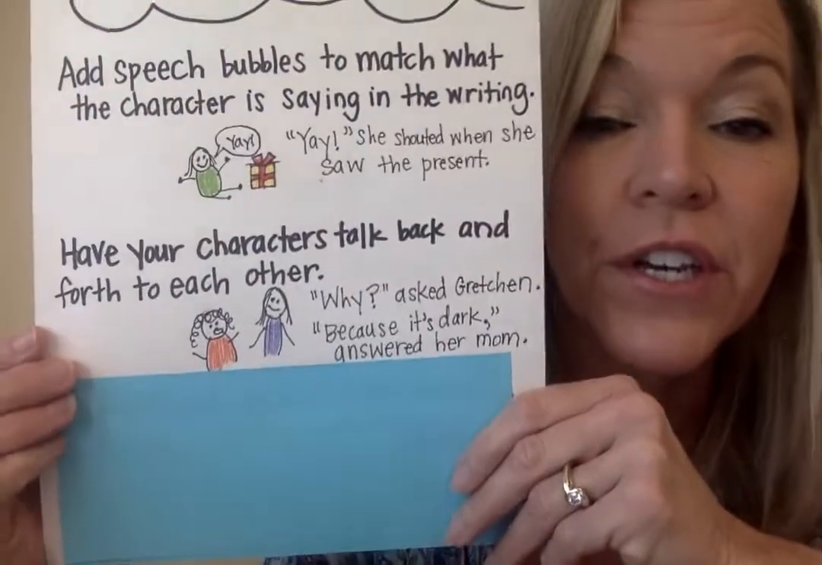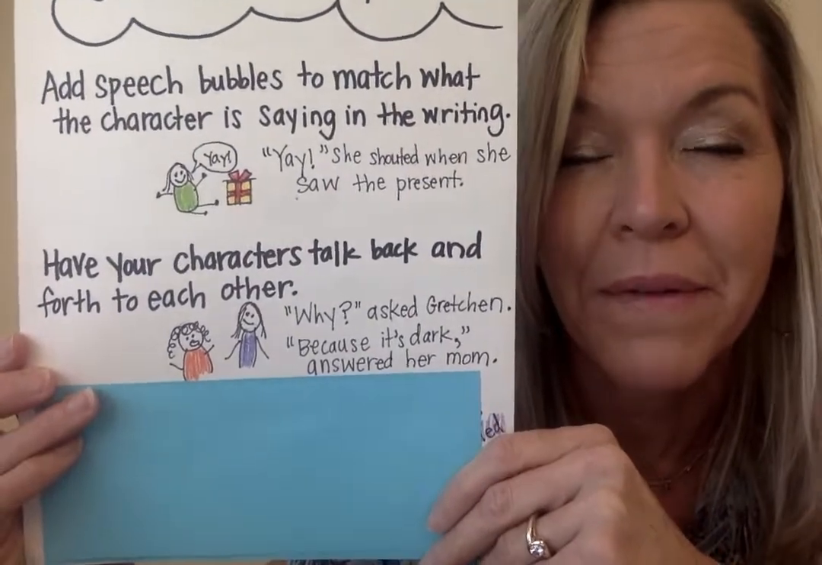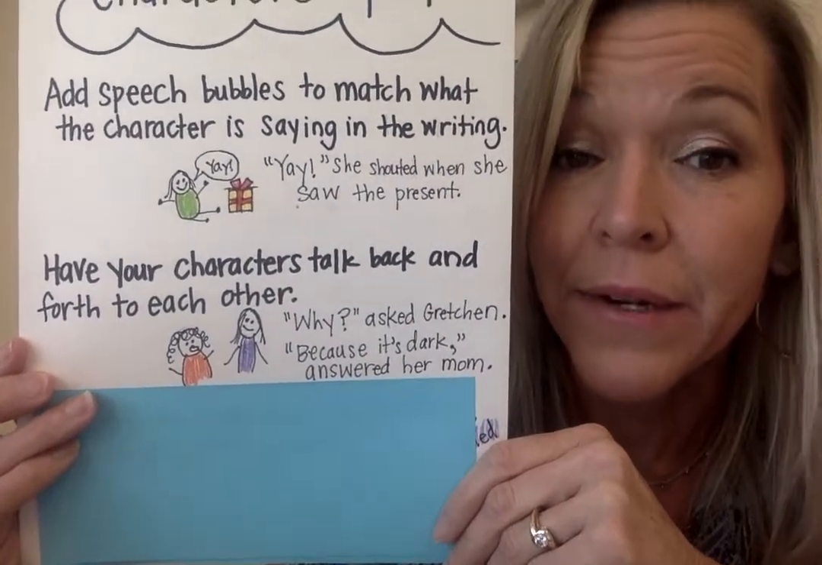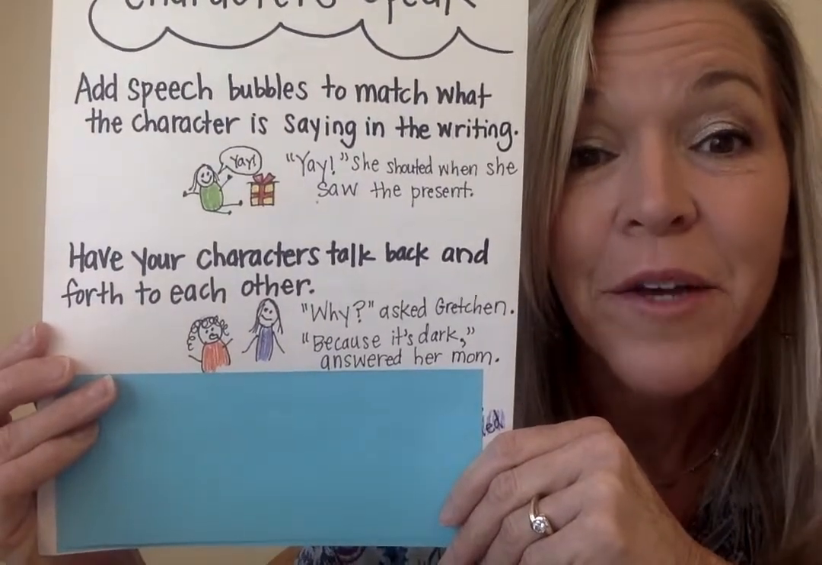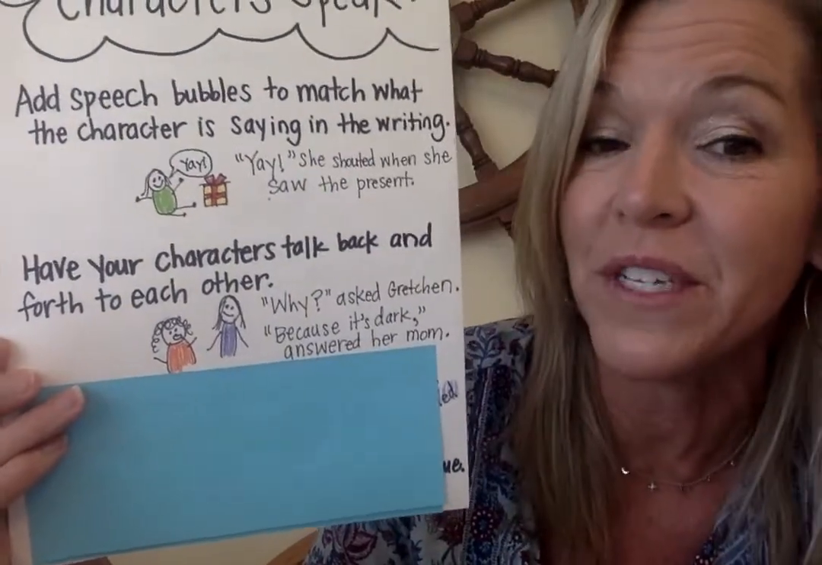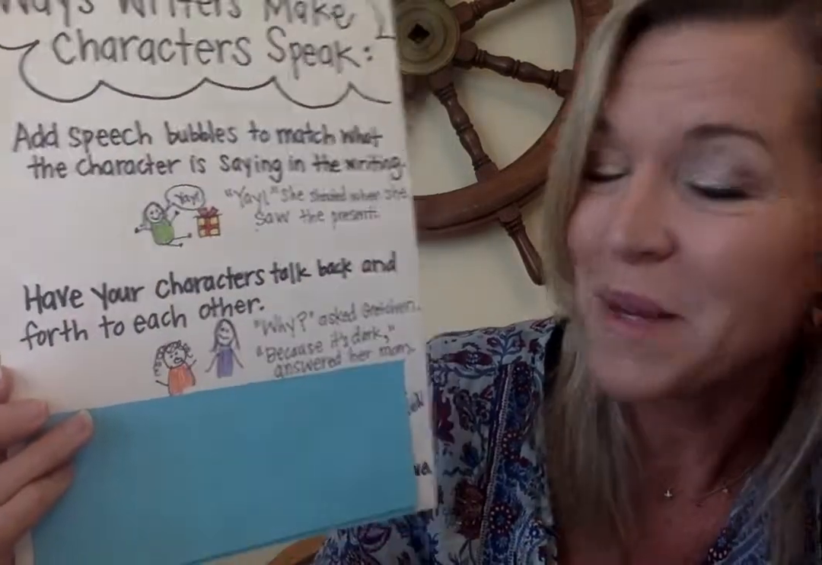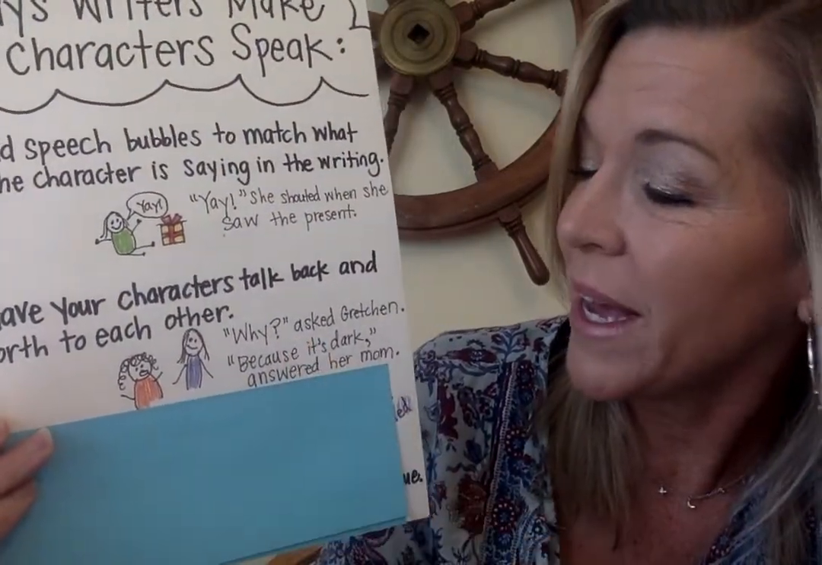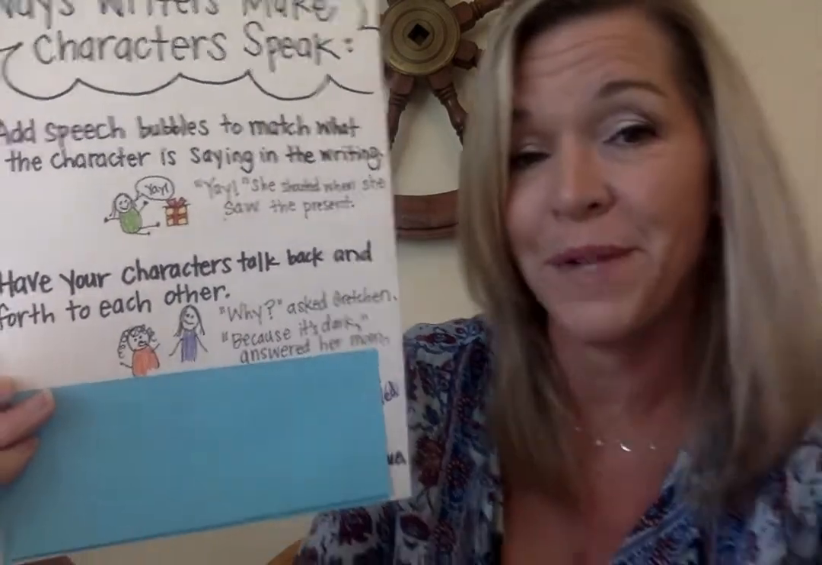Another way you can do this is you can make sure that you have your characters talking back and forth to each other. A lot of times when I do my writing, I notice I make my main character talk a lot and I forget to have my other characters say something back. But good writers, you can do this. You can have your characters talk back and forth to each other. So for example, I have Gretchen and her mom here in my picture. And it says, "Why?" asked Gretchen. "Because it is dark," answered her mom.